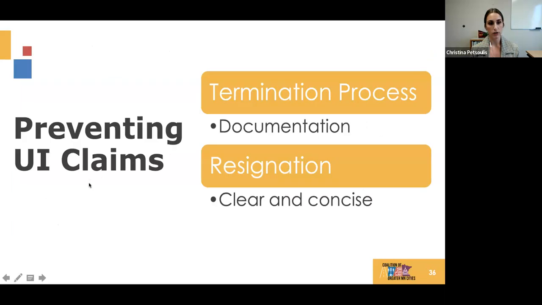We can go to the next slide, Angel. So preventing UI claims, I just wanted to go through kind of the termination process and then resignation to discuss how we can prevent these UI claims, or rather just prevent, you know, employees prevailing when they clearly aren't eligible for these benefits.